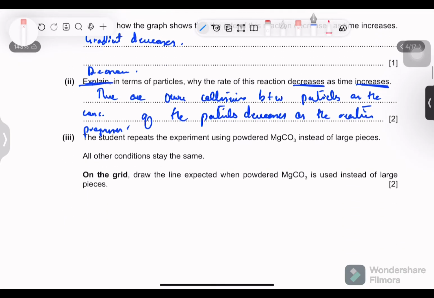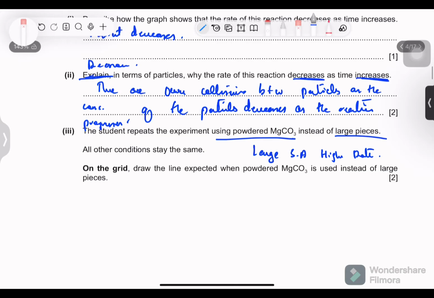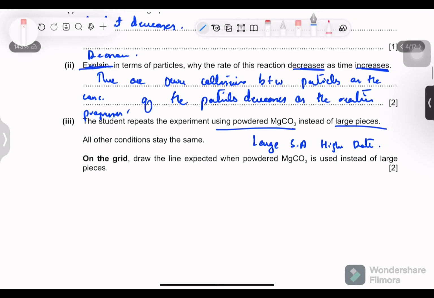Next, the student repeats the experiment using powdered MgCO3 instead of large pieces. So there will be a larger surface area, so a higher rate of reaction, because powdering increases the surface area. All other conditions stay the same. On the grid, draw the line expected when powdered MgCO3 is used instead of large pieces.